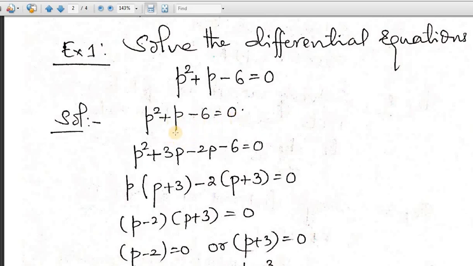We have to do factorization. 3p minus 2p gives us p, and 3 times 2 is 6, that is minus 6. So p square plus 3p minus 2p minus 6 equals 0. Next, take p common from the first two terms, and the remaining term will be p plus 3. Take 2 common from the rest, and the remaining will be p plus 3, which equals 0. So we get two factors, p minus 2 and p plus 3 equals 0.